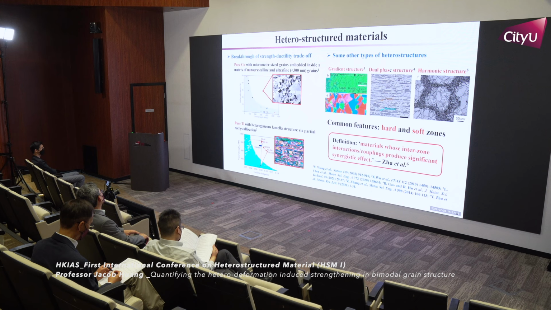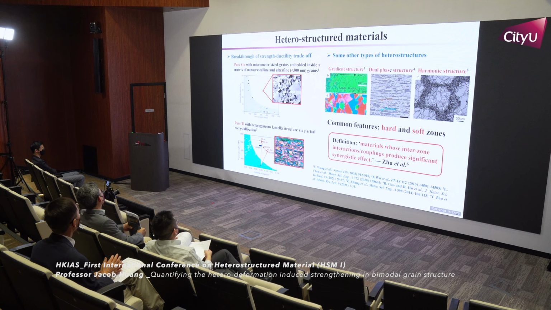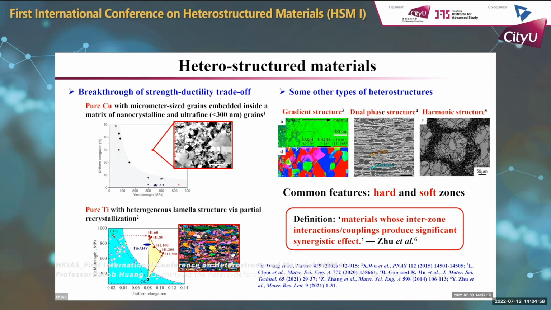So such heterogeneous structure materials, for the past few years, have shown some high potential to overcome the strength and ductility trade-off. For example, in 2002, Maurice Huang and his co-authors presented a superior combination of strength and ductility in pure copper, composed of coarse and fine grains, forming such heterogeneous grain structures.